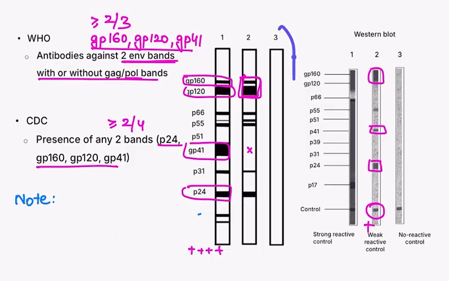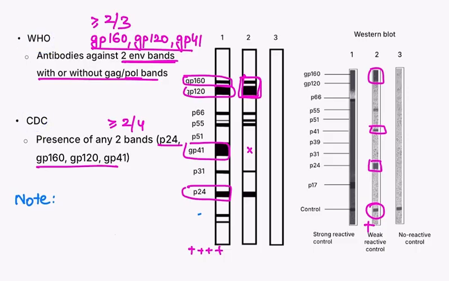Now let's go to this. Is this patient even worthy of being read as a report? No, because I don't see the control line, and that is very, very essential. If your control line is not there, don't read the report. Here the control line is there, so here I will read the report. None of them have come positive. This means this person is negative for HIV. So please note, for WHO, 2 out of 3 envelope proteins should be there. CDC says 2 out of the 4 have to be there.